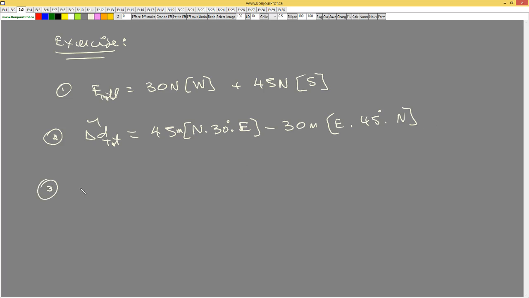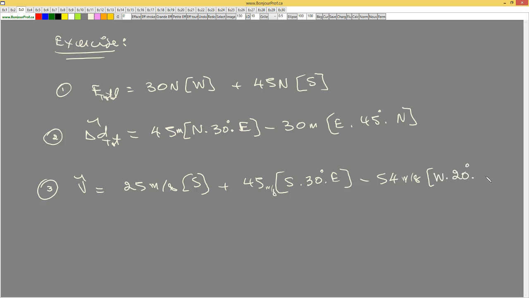And the third one is velocities. I'm going to add 25 meters per second south plus 45 south, 30 degrees east, minus 54 meters per second west, 20 degrees south. Yeah, you have to do the plus and minus in your table.